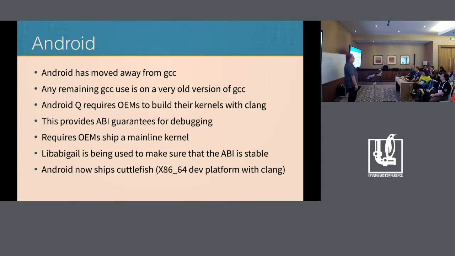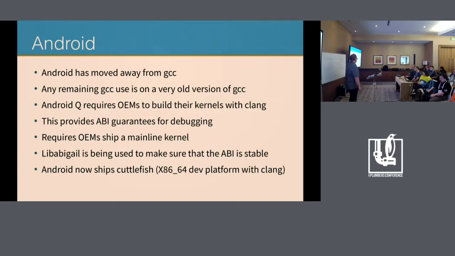To the end of making sure that the ABI is in fact stable and in fact works across all platforms, there are now people using something called libabigail that allows the testing of binary ABIs to make sure that the appropriate thing happens. They're basically trying to make sure that the ABI doesn't change over time or between versions of the kernel, or indeed, ideally, between GCC and Clang, but to a large degree, they're trying to make sure that the Clang ABI for their platform basically stays the same.